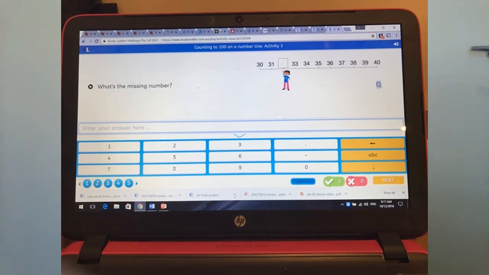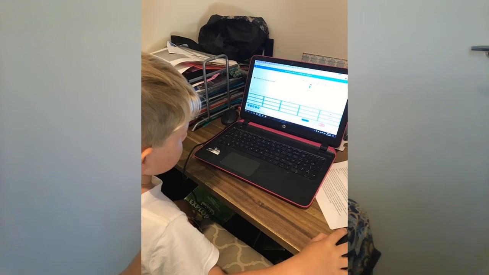An example of linking observation to the number and algebra strand of the Australian curriculum would be in a grade 1 class where you observe your students doing an activity on the study ladder, which asks them to enter on a computer the missing numbers between 1 and 100. Their ability to do this would be recorded on the study ladder, and also you could record on a checklist.